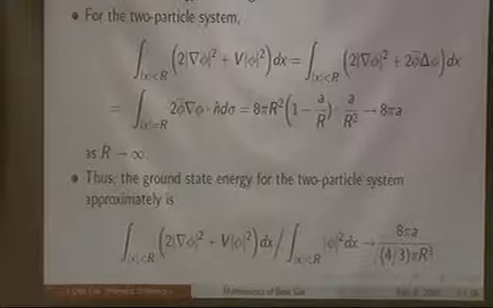Anyway, this is just a heuristic argument. So we have 4 pi a over volume for the two-particle case. What about the n-particle system?